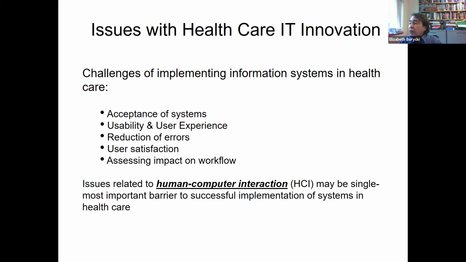So, issues with healthcare IT innovation. I will speak more broadly about challenges of implementing information systems in healthcare. I've mentioned acceptance, usability and user experience. I'll talk a bit more about user experience next week. We'll begin to talk about reduction of errors. We want systems to reduce errors, not accidentally increase the error rate or introduce new errors. And this is a very difficult topic, and we need better methods for analyzing this.